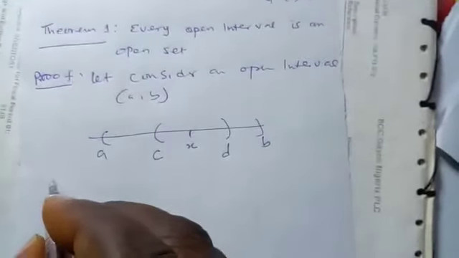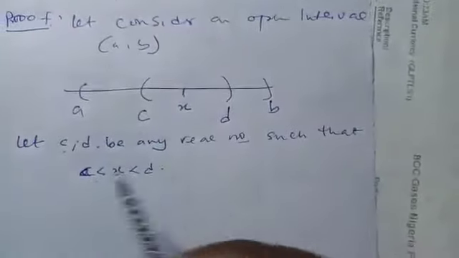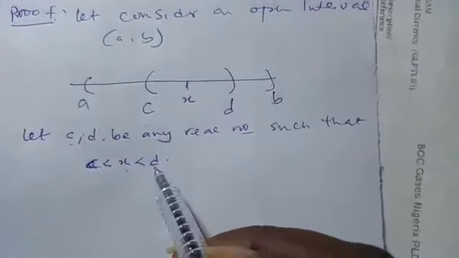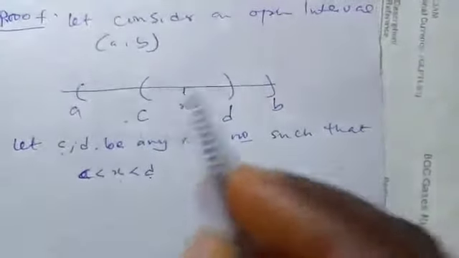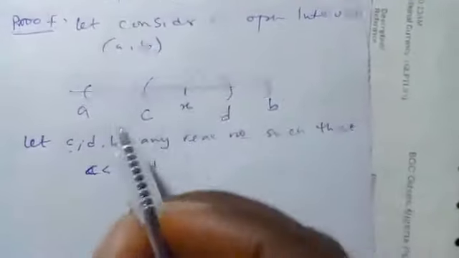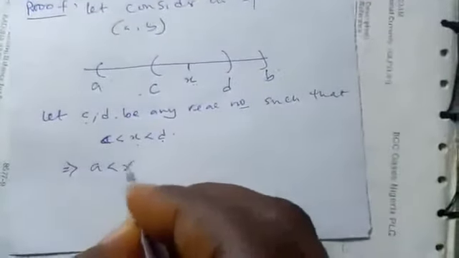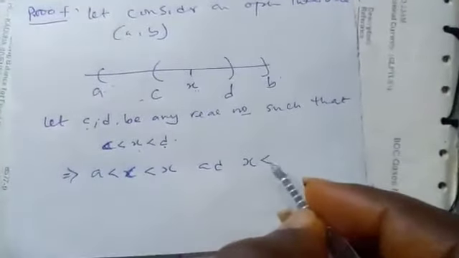Let c and d be any real numbers such that c is less than x, and x is less than d. So you are considering another neighborhood of x inside this open interval (a, b). By what we have here, we see that a is less than c, is less than x, and we also see that x is less than d, is less than b.